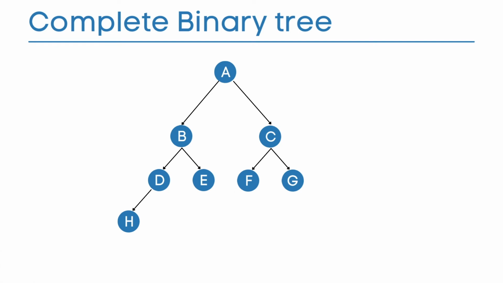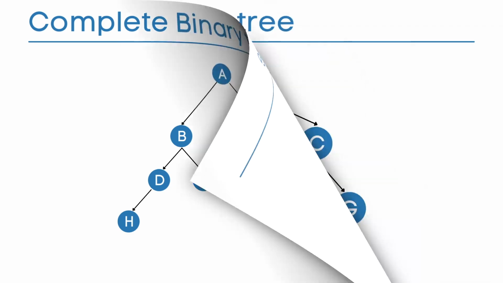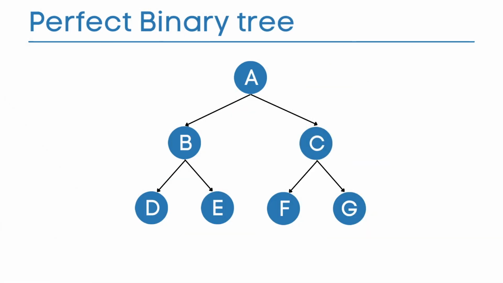In a complete binary tree, all the levels are completely filled except possibly the last level. In a complete binary tree, the nodes should be added from the left. As you can see, the tree shown here is a complete binary tree because all the levels are completely filled and all the nodes in the last level are added at the left first. A tree is a perfect binary tree if all the internal nodes have 2 children and all the leaf nodes are at the same level, and the tree shown here is an example of a perfect binary tree.